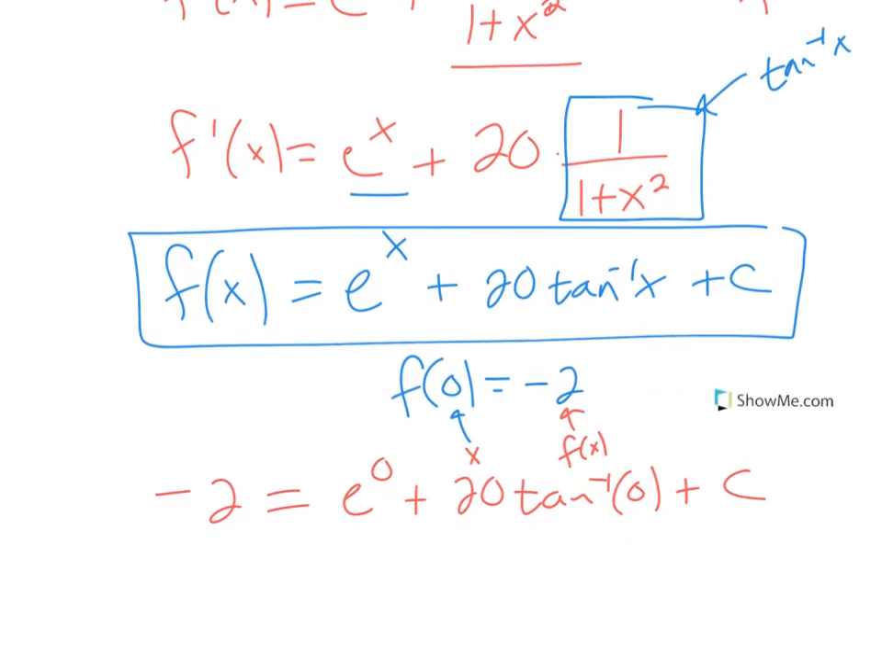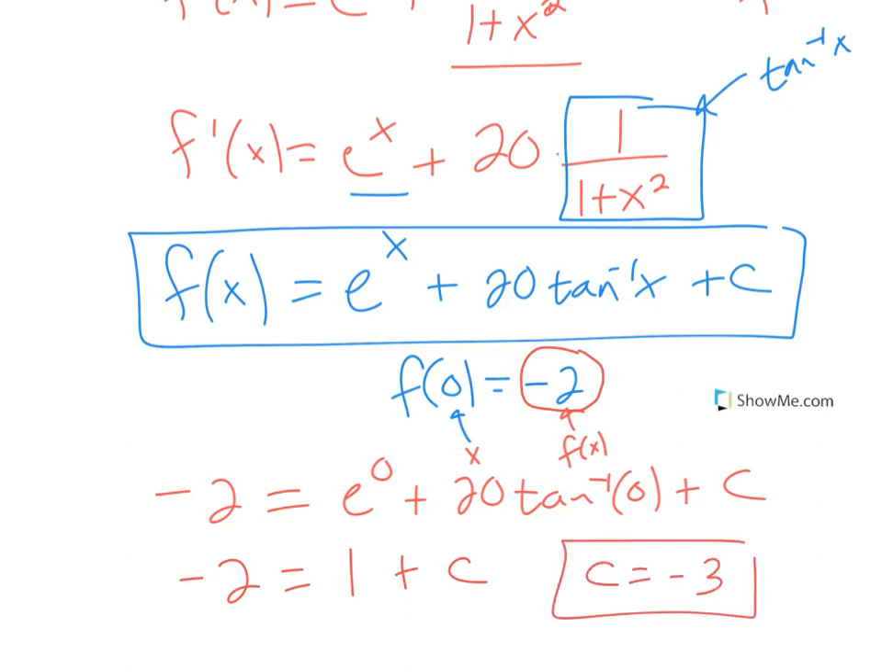Don't always assume that if I sub in 0 that is my c, because when you sub it into trig functions, or in this case e functions, e to the 0 is not 0, it ends up being 1. So that's not necessarily your c value itself. You actually have to plug it in and really solve for c to figure out what it is. So if I simplify, e to the 0 is 1, tangent inverse of 0 is 0, so it becomes this. So if I subtract 1 over, it looks like c is -3.